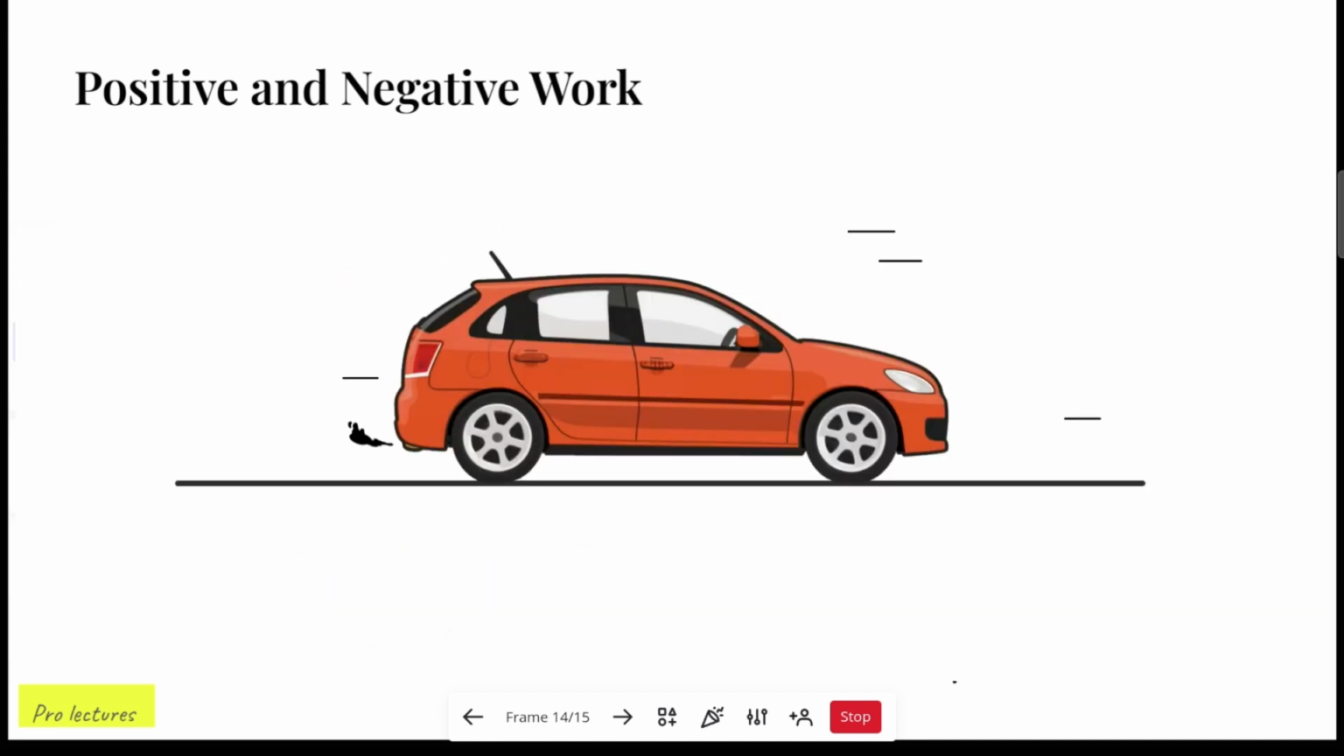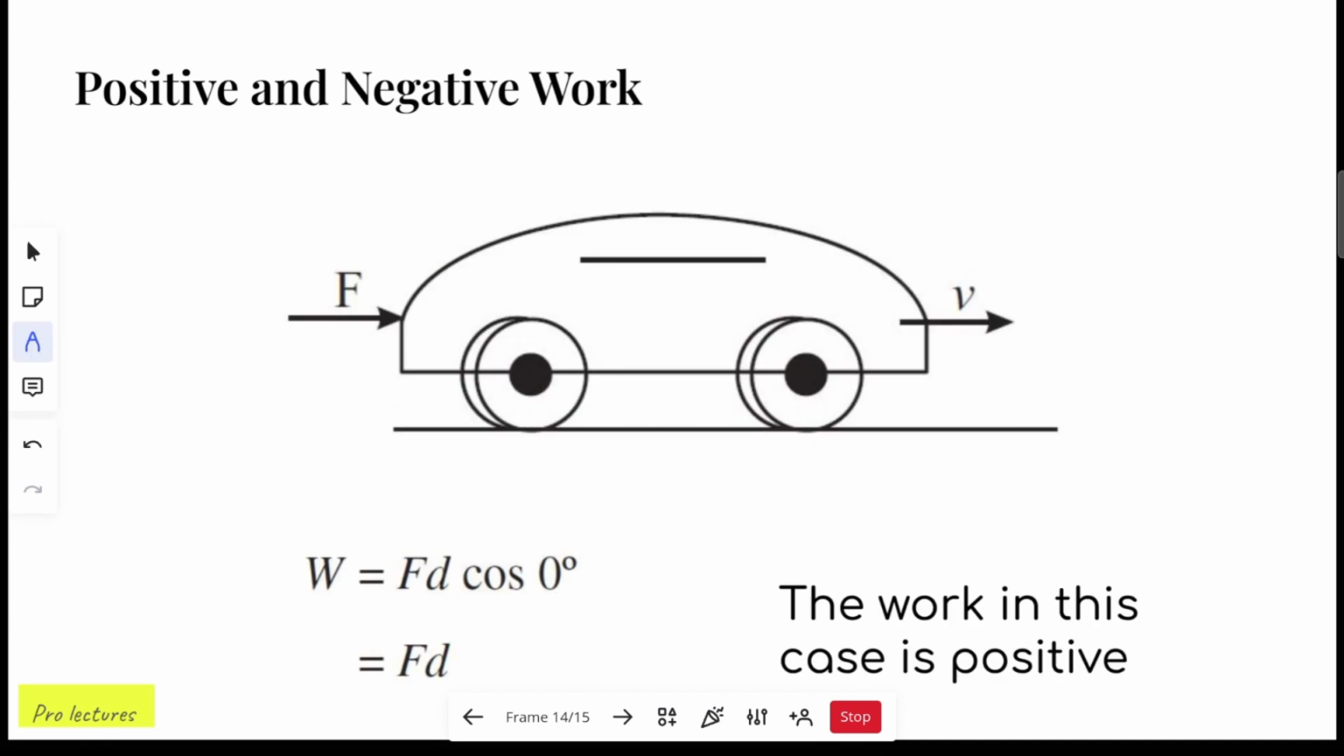A car is moving. When you accelerate the car, a force F is applied in the same direction. As a result, we increase the speed of the car. So the force and displacement both are in the same direction. Then theta is 0. Therefore, the work done is F cos theta. Cos 0 is 1. Work is Fd. So in this case, work is positive.